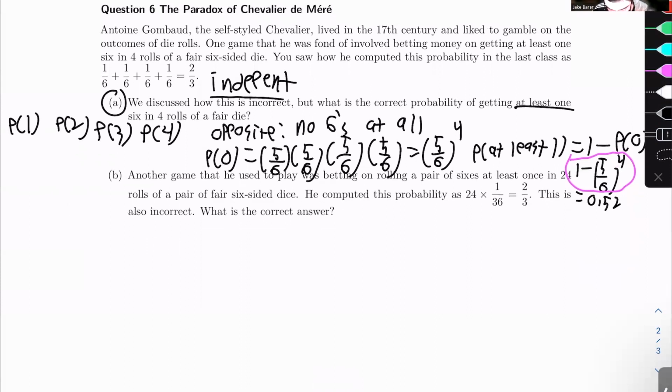Another game that I used to play was betting on rolling a pair of 6s at least once in 24 rolls of a pair of fair dice. And then he computed this probability the exact same way as up here, adding it a bunch of times to get a number. And that's incorrect, for the same exact reason: these are independent and not mutually exclusive. So we can use the same exact logic.